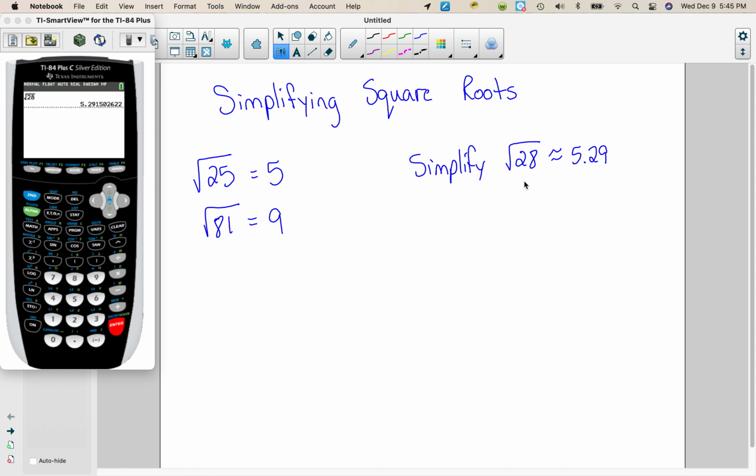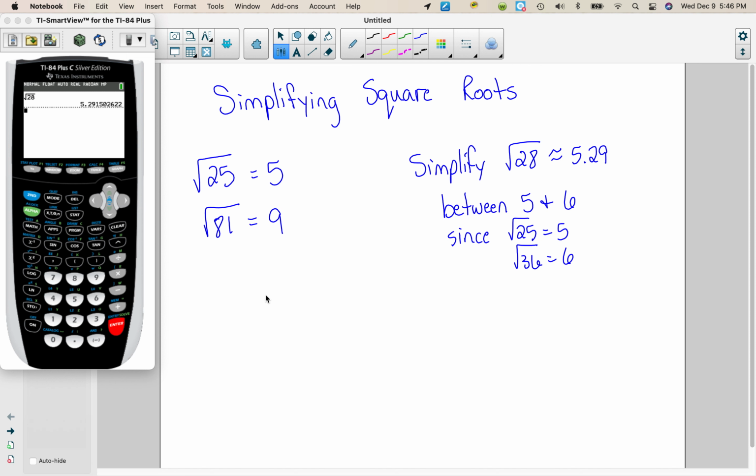We also know, even without the calculator, that it has to be between 5 and 6, since the square root of 25 is 5 and the square root of 36 is 6. Since 28 is in between 25 and 36, we know it has to be in between. But that's not exact either. How do you simplify a square root exactly?